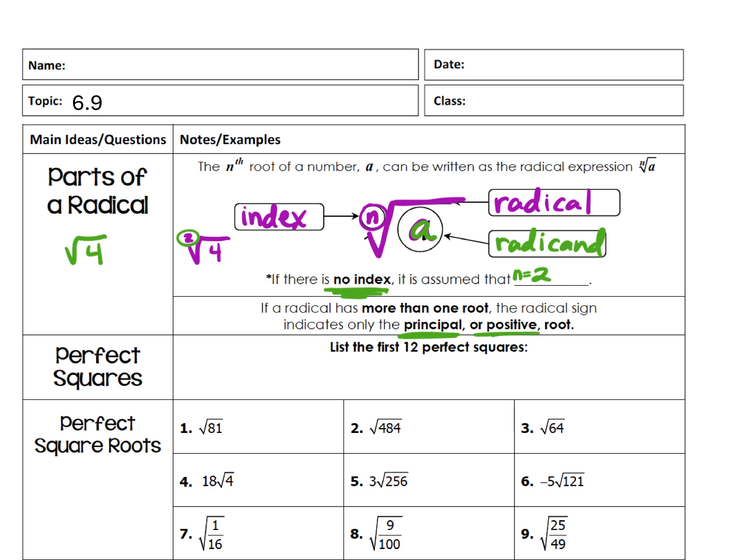Positive 4, okay? So there is the positive and negative version of a square root. We are going to focus on what's called the principal root or the positive one for now. When you get further into your math career, you'll focus more on the positives and the negatives. But for this chapter, this lesson, we're just going to take a look at the positive one, okay?